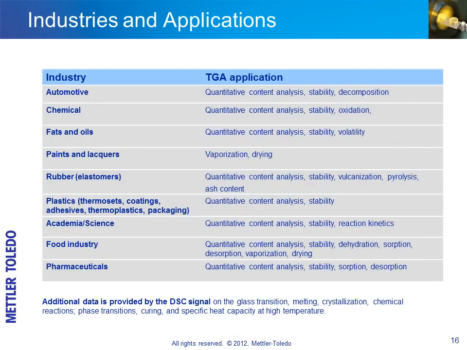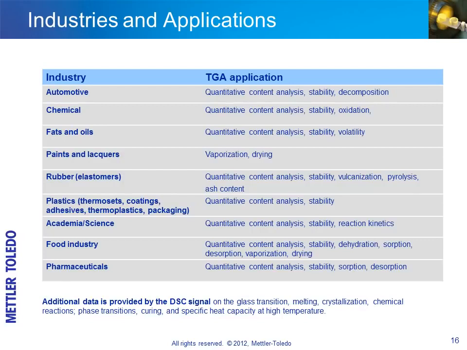TGA DSC has many potential applications and is used in a wide range of industries. The slide presents an overview of the different industries and applications. Thermogravimetric analysis provides quantitative information on the composition and thermal stability of many types of materials. The method is fast and can be used with very small amounts of sample. The DSC signal can also be quantitatively evaluated, allowing glass transition and melting temperatures to be determined.